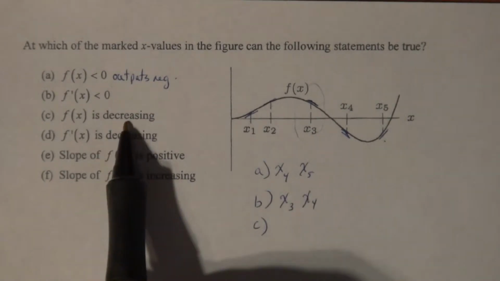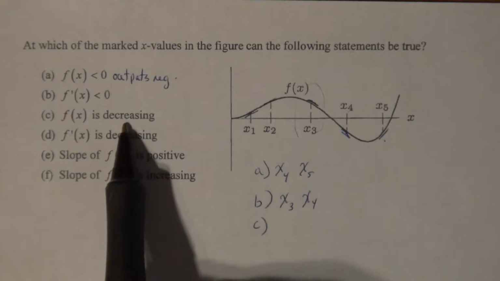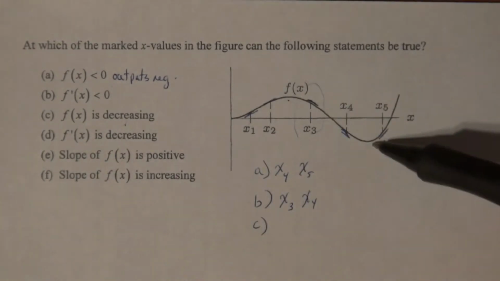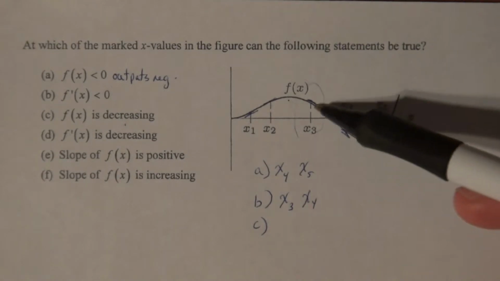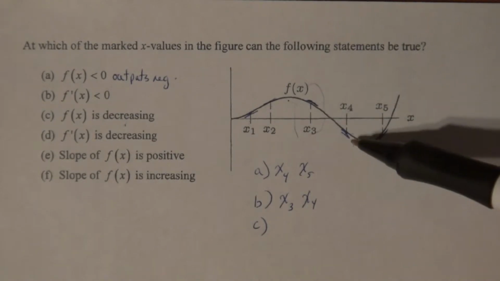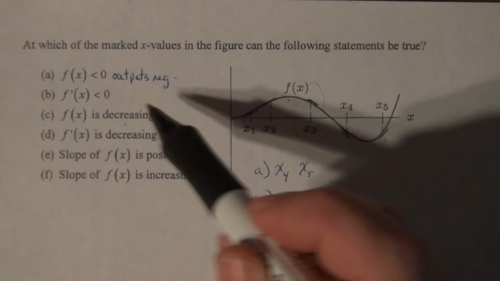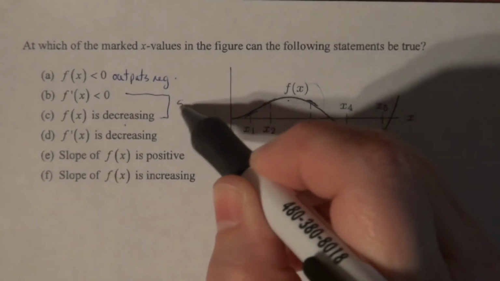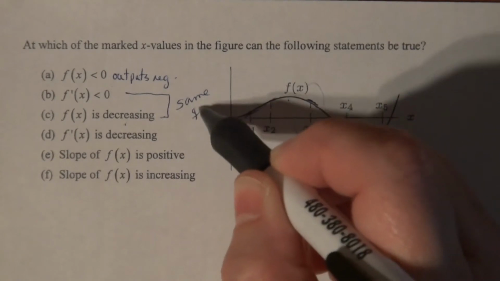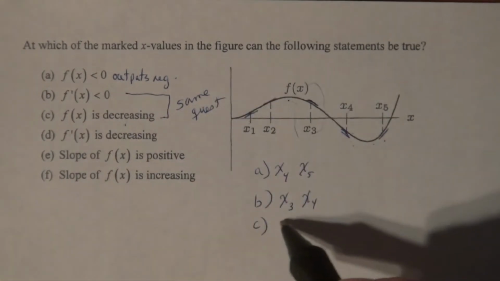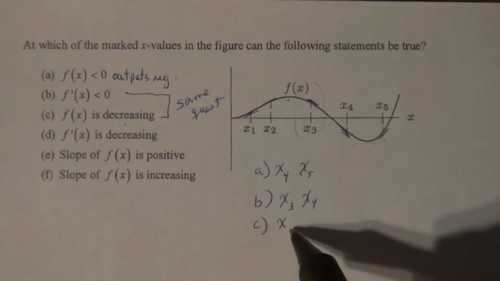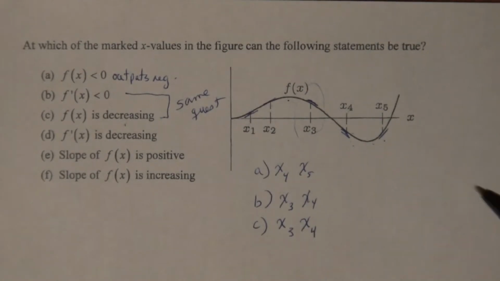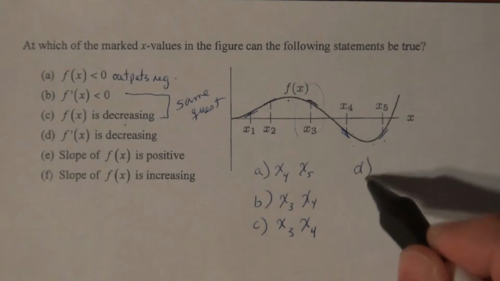C, f of x is decreasing. If f of x is decreasing, notice from here to here what the sign of the slopes are. They're both negative. So this is a tricky question. This B and C is actually asking you the same question. So where f of x is decreasing, f prime is less than 0.